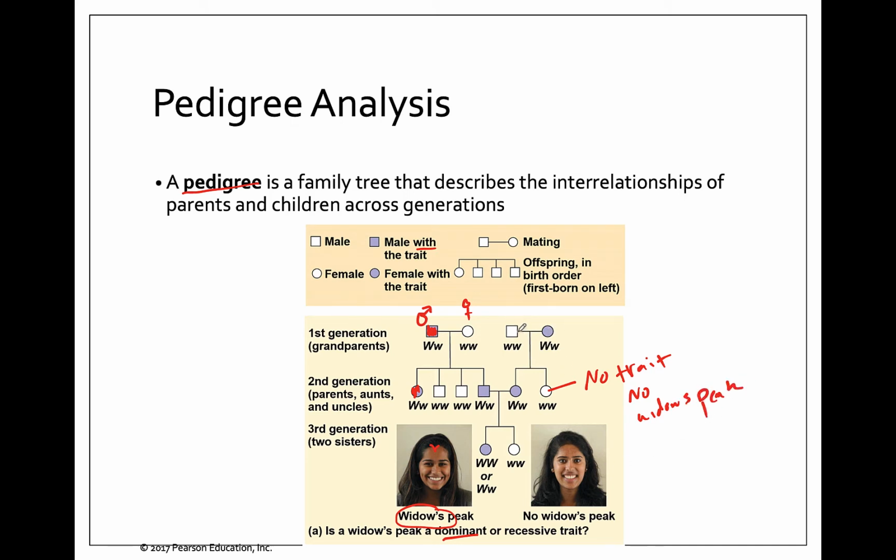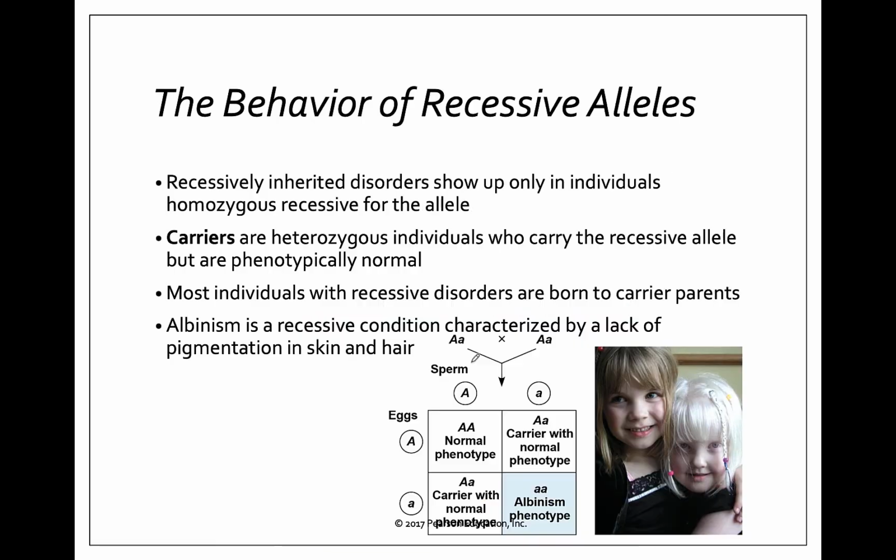The line between two partners is called a mating or marriage line. So that indicates that this male and this female mated and had some offspring. And then these are their offspring, and they're always in the order of birth. So this is the first daughter, and then this is the second daughter.